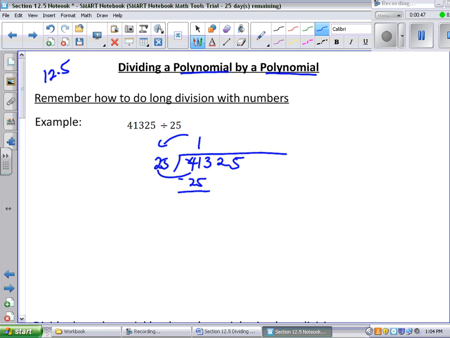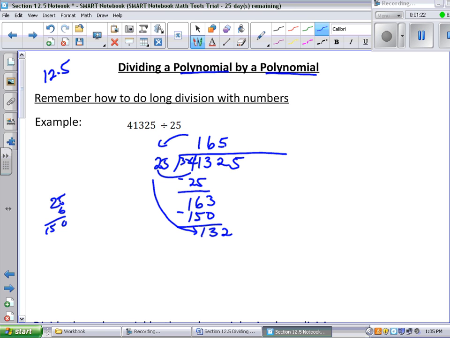I'm going to have to borrow. Let's see. Turns out to be 16. And then I'm going to bring down my 3. 25 goes into 163. Let's see, I believe that will go about 6 times. 25 times 6 is 150. And then remember you subtract, and that will give me 13. I'm going to bring down the 2, and then I'm going to have to divide 25 into 132. That ought to go 5 times.